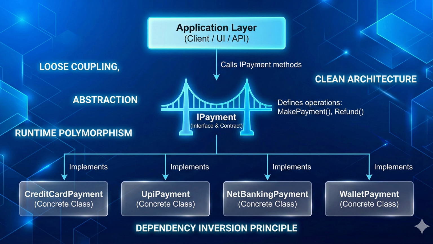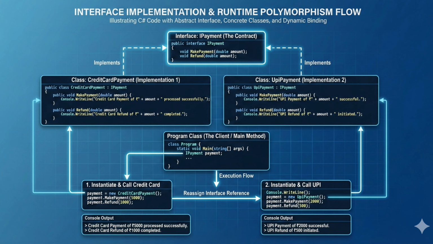By the end of this explanation, you will clearly understand how abstraction, interface implementation, and runtime polymorphism happen step by step in a real application. Let us start from the top of the diagram.